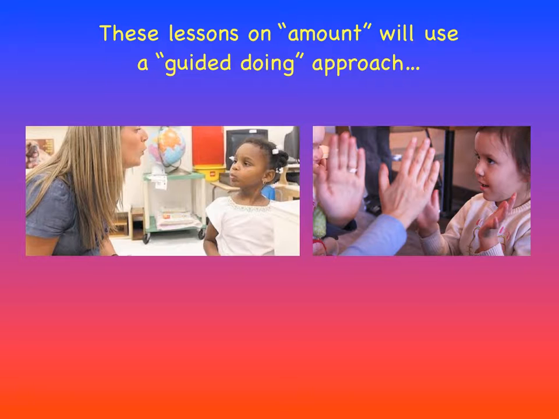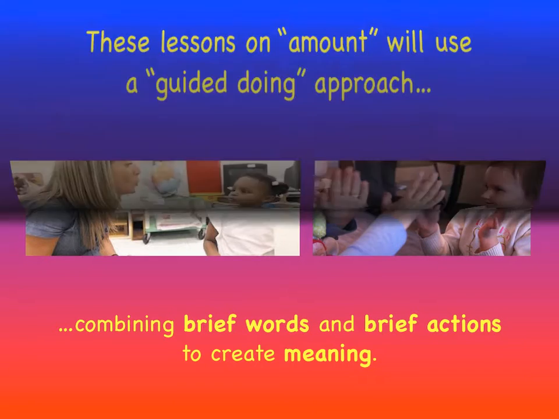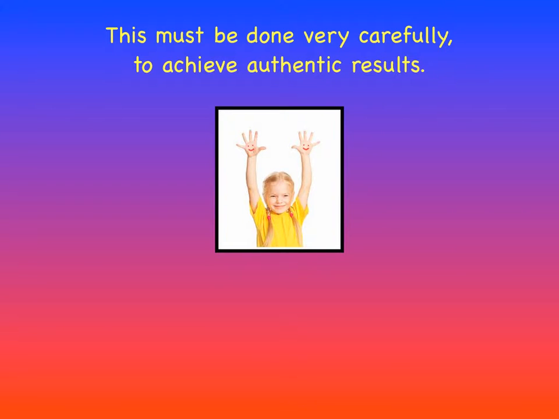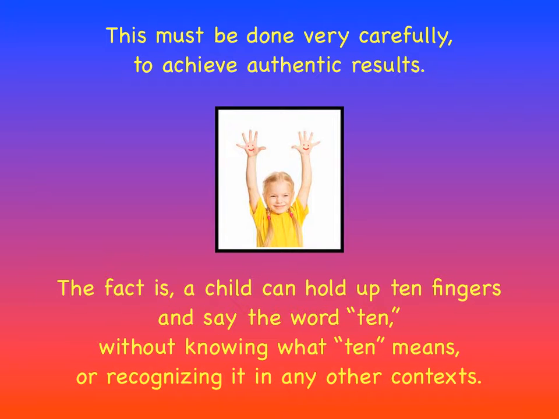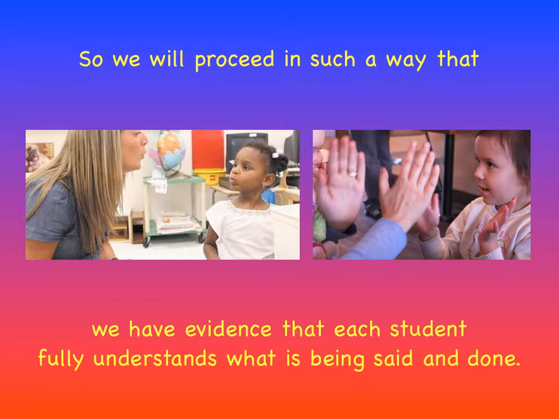These lessons on amount will use a guided doing approach, combining brief words and brief actions to create meaning. This must be done very carefully to achieve authentic results. The fact is, a child can hold up 10 fingers and say the word 10, without knowing what 10 means or recognizing it in any other contexts. So we'll proceed in such a way that we have evidence that each student fully understands what is being said and done.